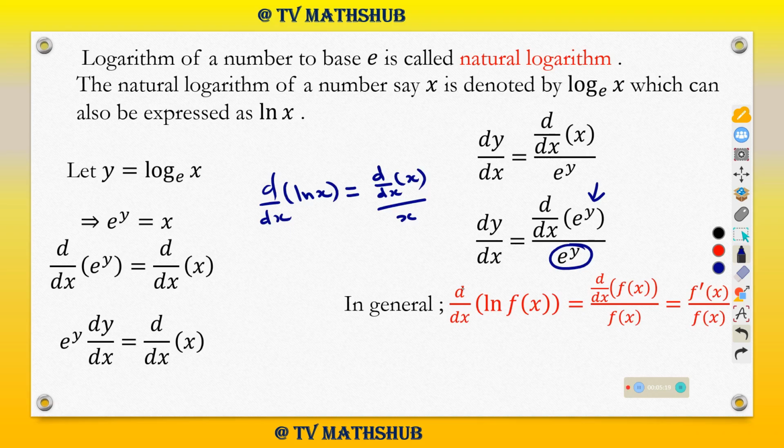So in general, we can conclude that when you are differentiating natural logarithm, when you are differentiating ln f of x, you will differentiate f of x, then you divide by f of x. That is same as having f derivative of x divided by f of x. We can look at examples to understand this concept better.